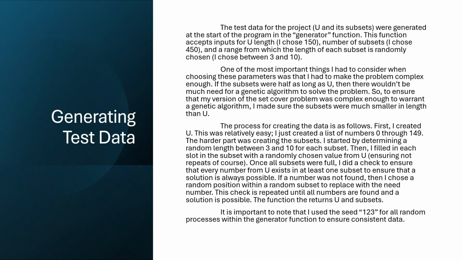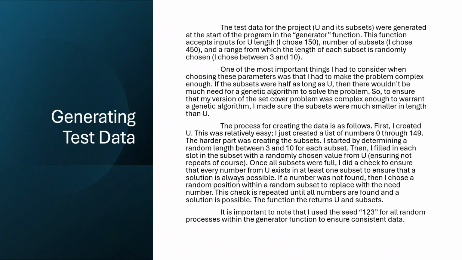The process for creating the data is as follows. First, I created U. This was relatively easy. I just created a list of numbers 0 through 149. The harder part was creating the subsets. I started by determining a random length between 3 and 10 for each subset. Then I filled each slot in that subset with a randomly chosen value from U, ensuring no repeats, of course.